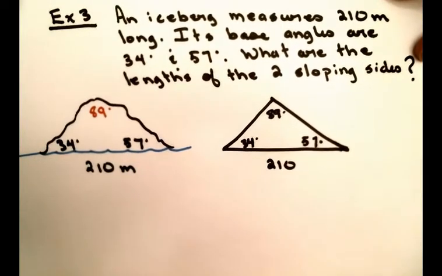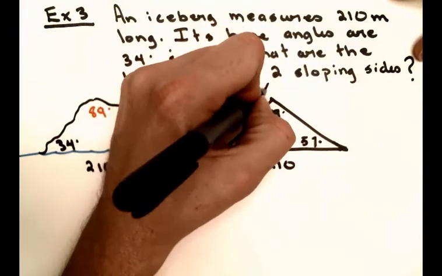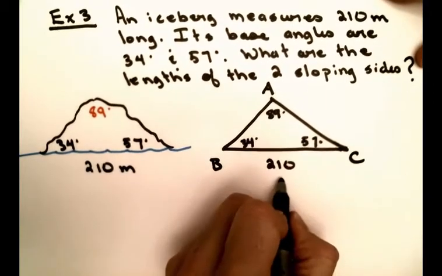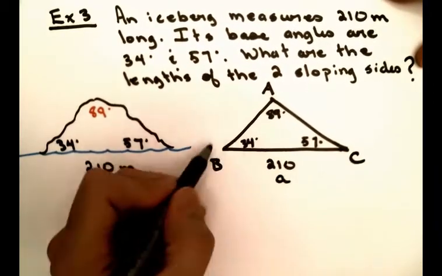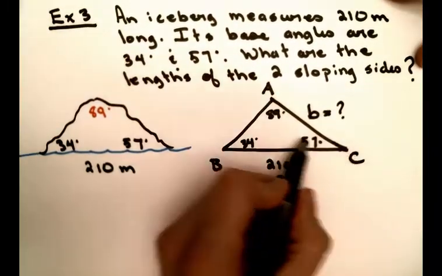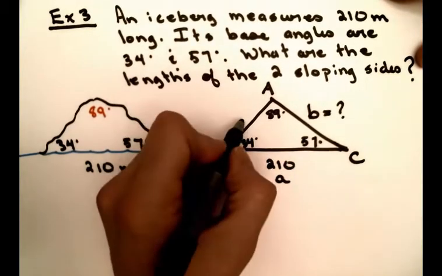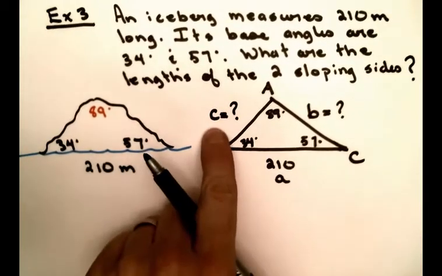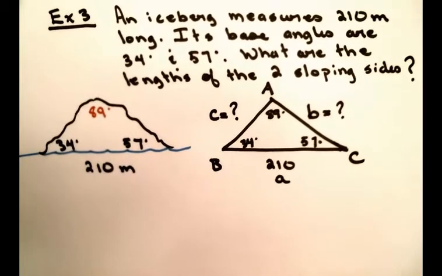If we're going to use sine law, we're going to want to set this up so it starts to look like the sine law. And it really doesn't matter where you start. Sine law has sine A over A, sine B over B, and sine C over C. So let's make this triangle ABC. We'll go A, B, C. This makes this side little a. If that's angle B, opposite from that, this is side b, and we want to know what that equals. And then across from angle C, we have side c, and that's what the question wants us to find. We want to find side c and side b, the two sloping sides.